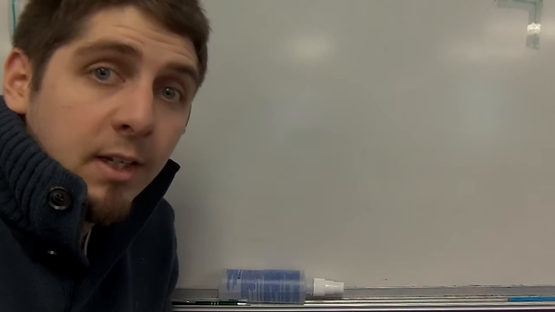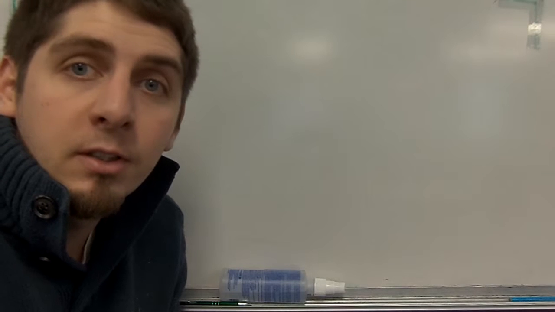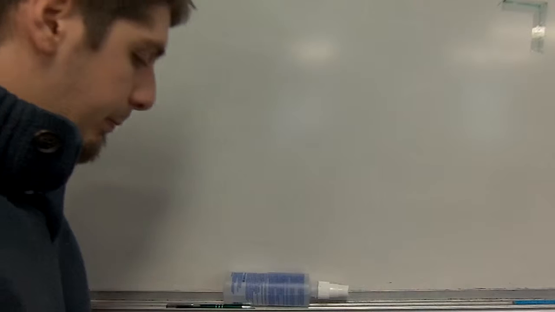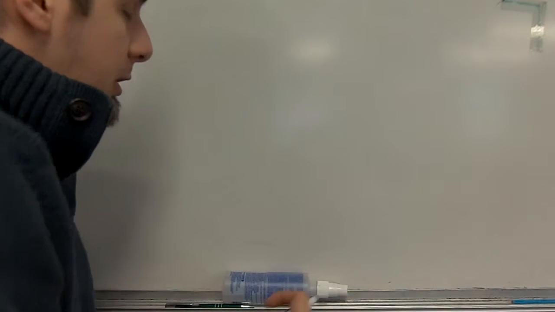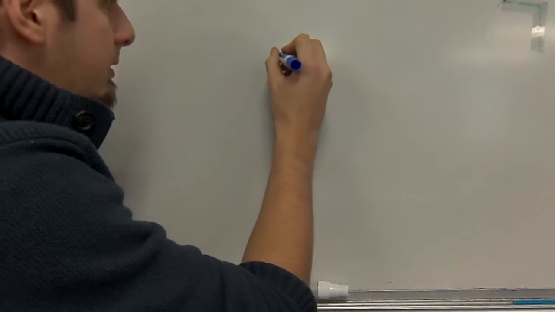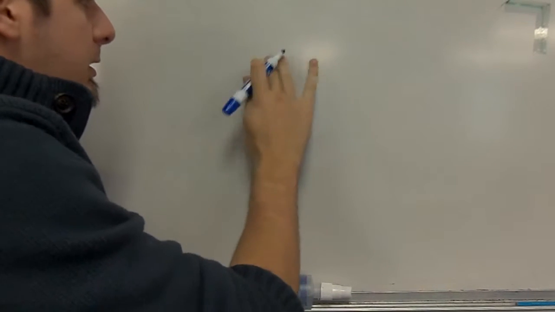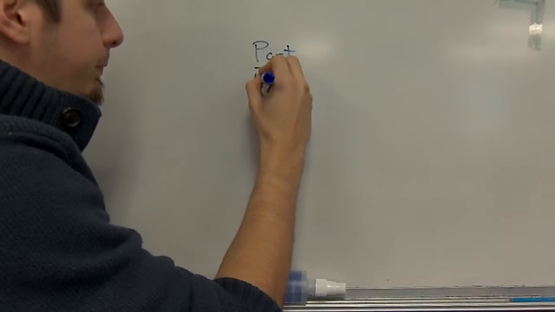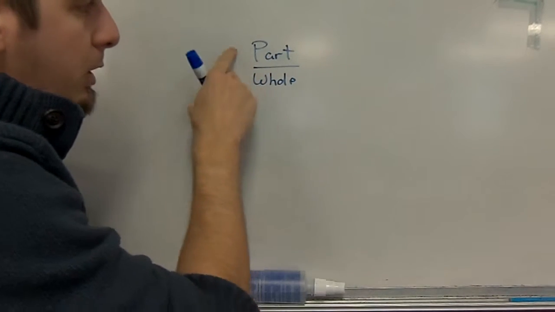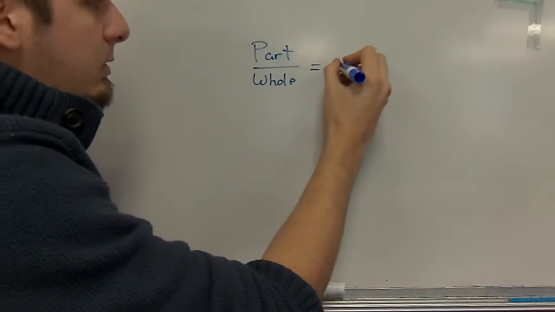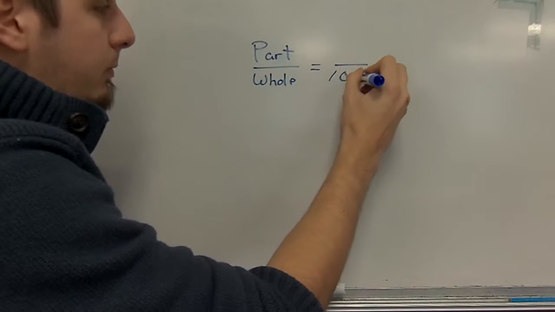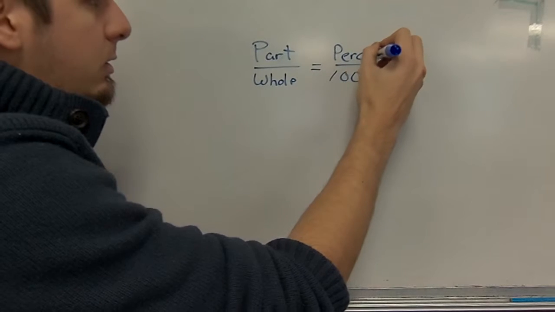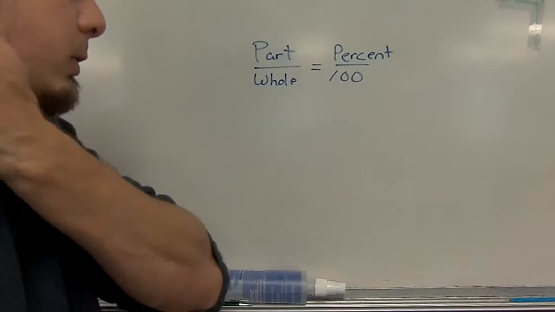Hi, I'm Mr. Kangas, and today we're going to be taking a look at Chapter 6, Section 8, using percent equations. So the percent equation that you are going to use is basically stating that if you have a fraction, and fractions are represented by part over whole, it is equal to a percent over 100.